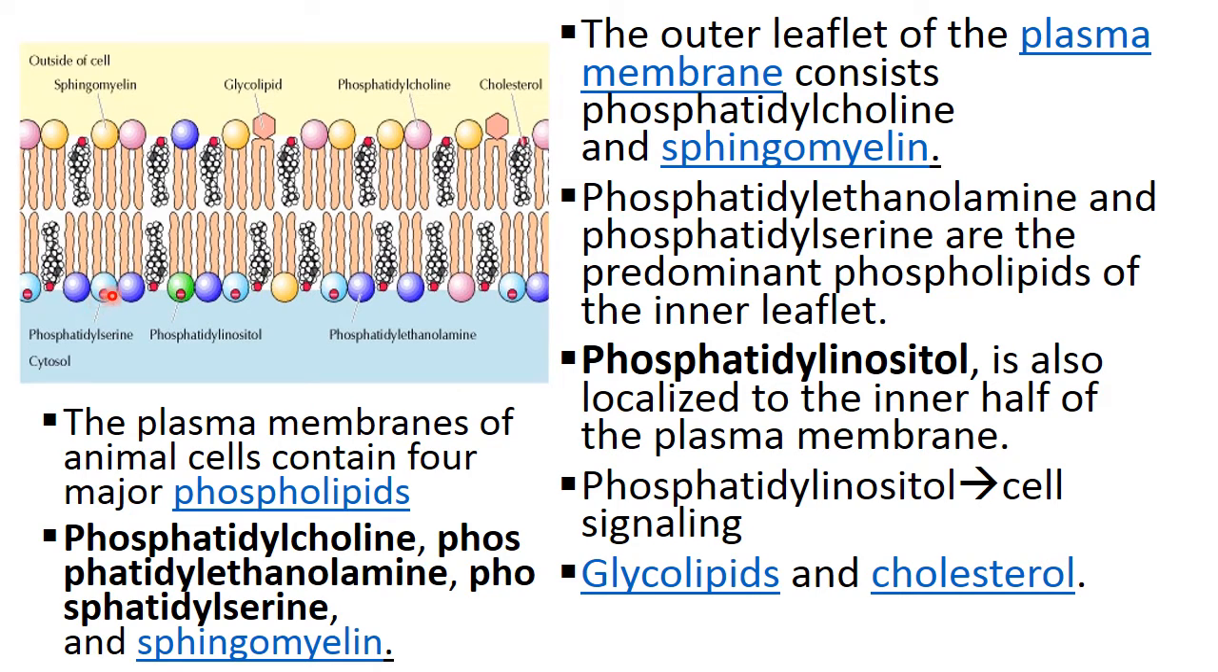Phosphatidylinositol and phosphatidylserine both have a negative charge in the cytoplasmic matrix.